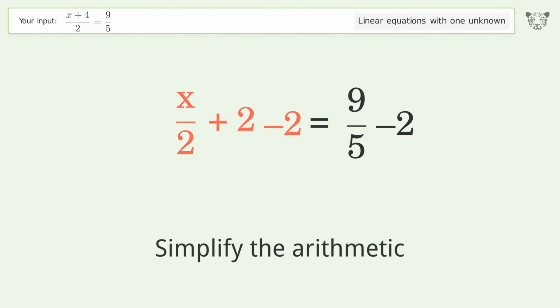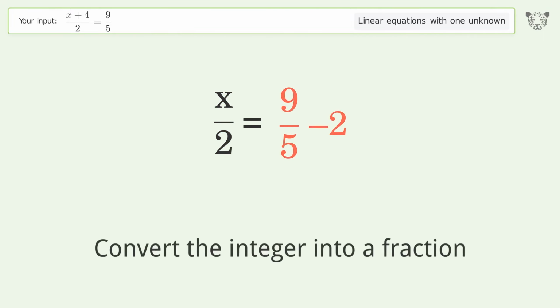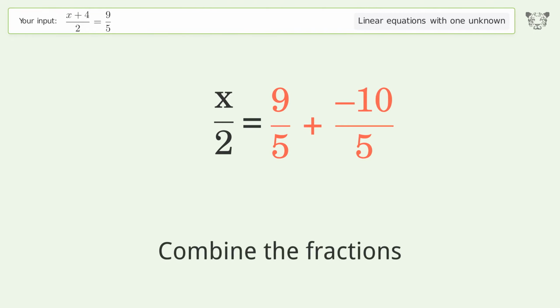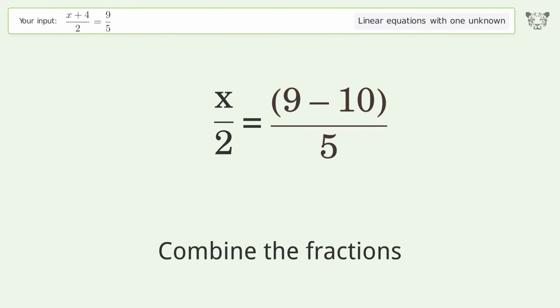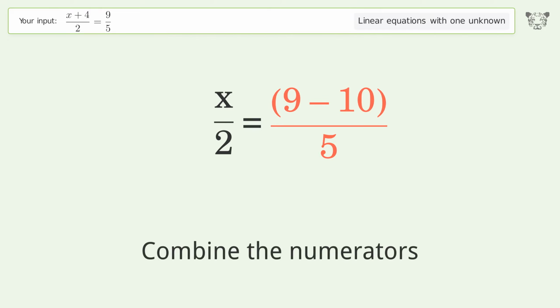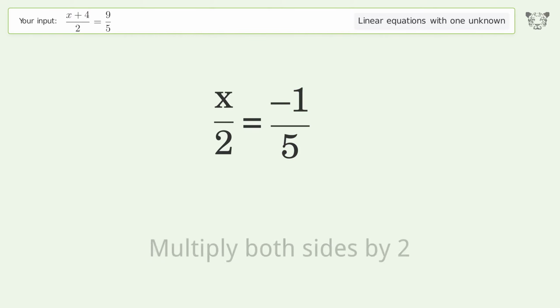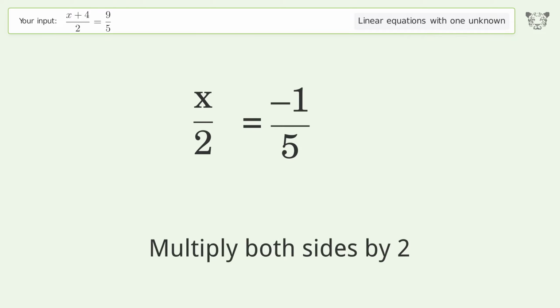Simplify the arithmetic. Convert the integer into a fraction. Combine the fractions. Combine the numerators. Isolate the x. Multiply both sides by 2.